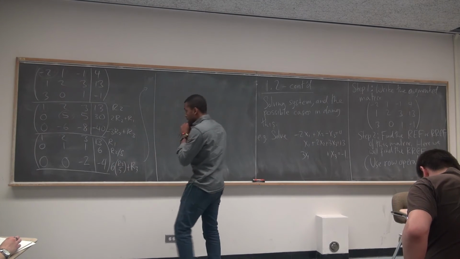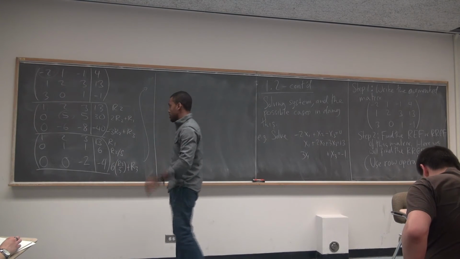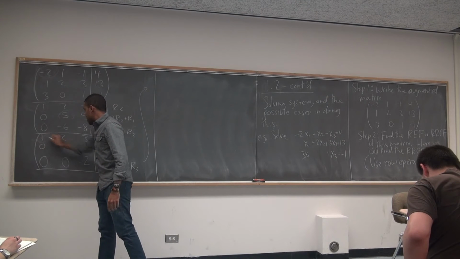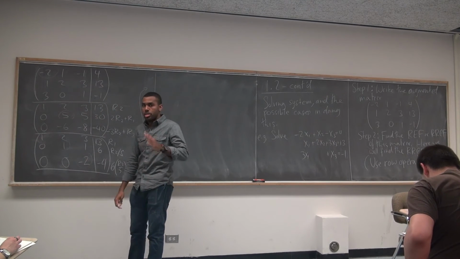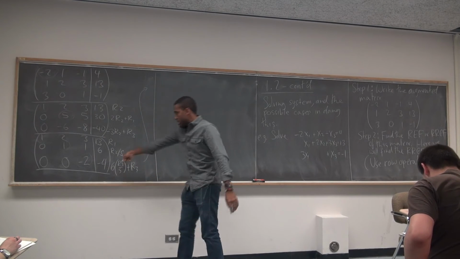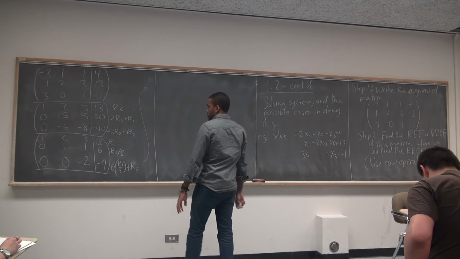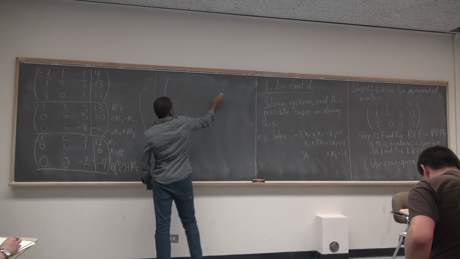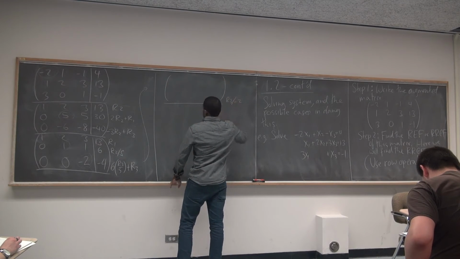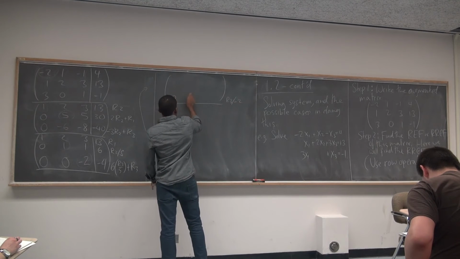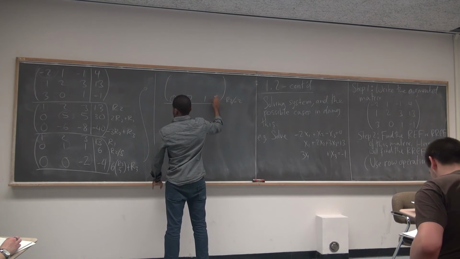So that's important. At this point, what can I do? This is a pivot. This is a pivot. Next objective, establish the next pivot, right? Establishing the pivots is the first step. That's easy. I can just divide by 2. So I'm going to take row 3 divided by minus 2. I would get a 0, 0, 1, 2.